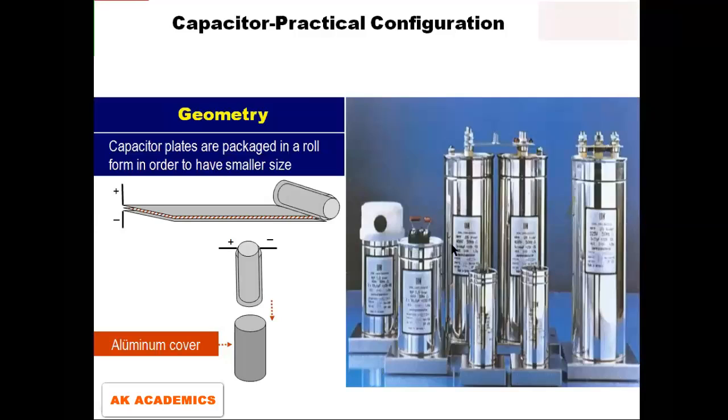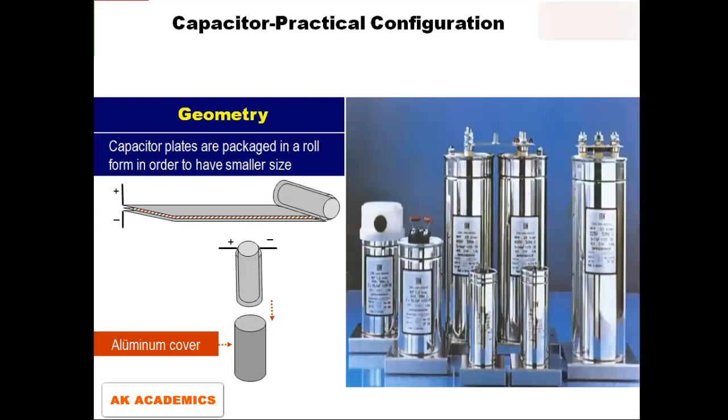As you can see here, these are different types of capacitors. A capacitor's plates are packed in a roll form in order to have a smaller size. You can have smaller sizes, bigger sizes, different types of sizes. As you can see, we have a positive and a negative, and they usually have an aluminum cover, as you can see in the picture. This is a small capacitor, a smaller one, and then this is the bigger one. So this is big, bigger, biggest. You can see the different sizes of capacitors that we can use to store electrical charge.